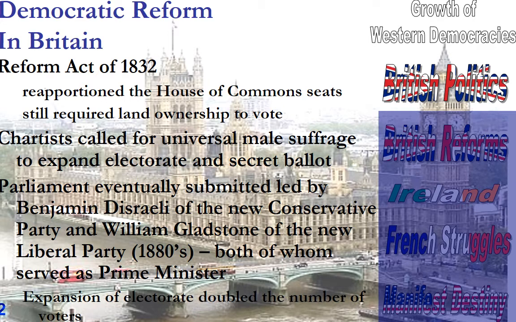And eventually it was put through, especially with the leadership of Benjamin Disraeli, who was the leader of the Conservative Party in British politics, and then later on William Gladstone of the Liberal Party. Both of these guys kind of traded back and forth control of the British government in the late 1800s and instituted the ideas of universal male suffrage and the idea of the secret ballot, which ended up expanding the electorate to double the amount of voters before this time period.